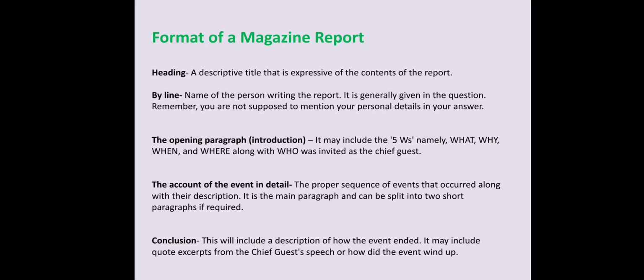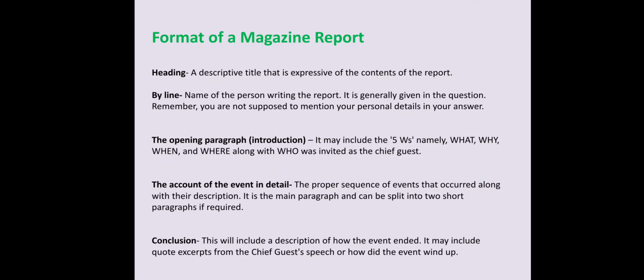Third is when, the date and the time related with that event. Next is where, the venue where this event took place. And the next is who. That means generally we are calling some person or organizers are arranging for the chief guest who is invited for that particular event. So you need to include the name of that chief guest here in this paragraph.